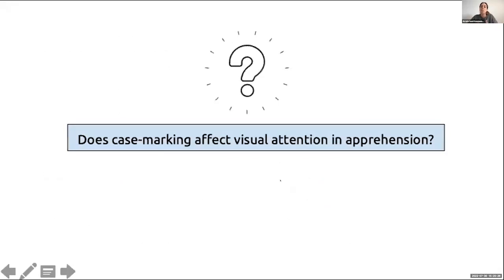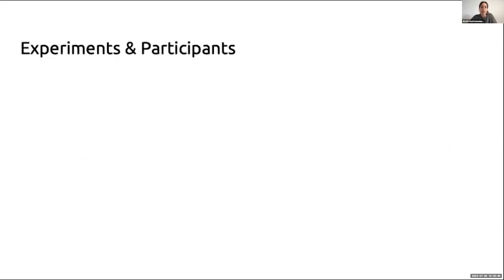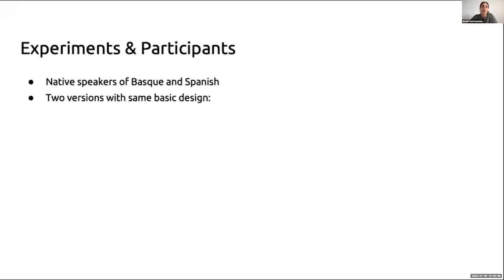And now, because in Basque we have this case mark that highlights agents, our prediction for this study was that there would be higher visual attention to agents in Basque than in Spanish. And to test this, we ran two brief exposure experiments. The participants in these experiments were native speakers of Basque and Spanish. And the experiments were basically two versions of the experiment with the same basic design.